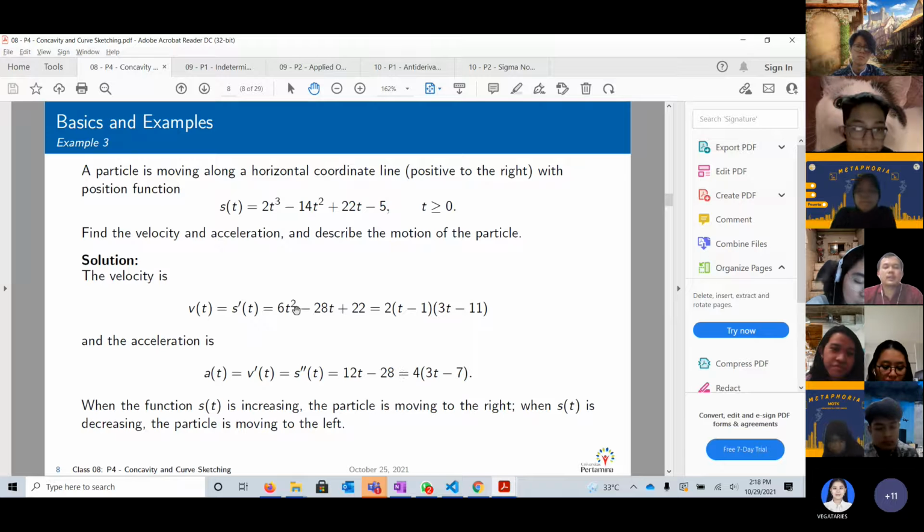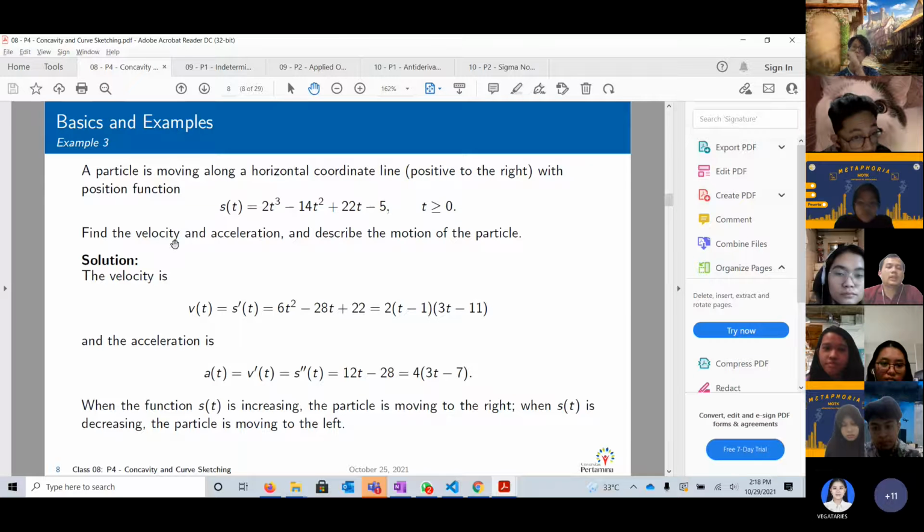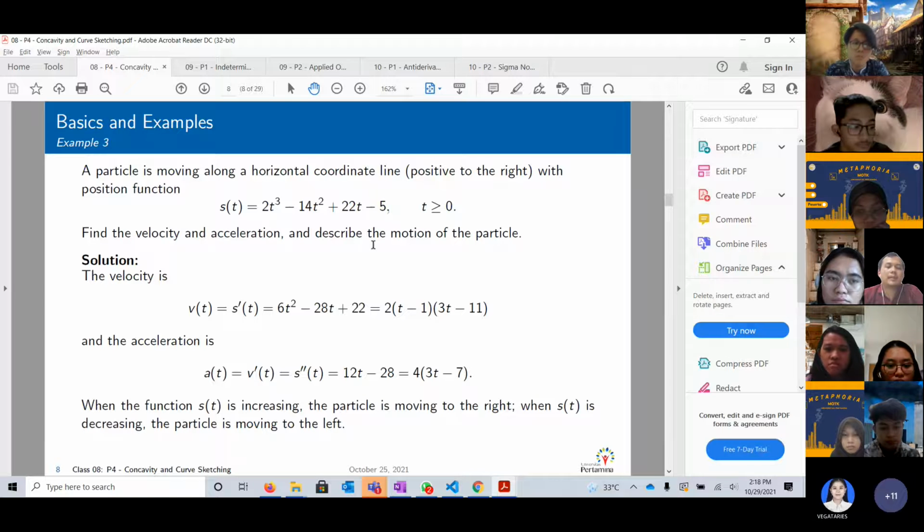So, for example, like this picture, like this equation, a particle is moving along a horizontal coordinate line, positive to the right, with a position function like this. We are asked to find the velocity and acceleration and describe the motion of the particle. Jadi di sini persamaan posisinya adalah s(t) sama dengan ini, di mana t-nya tidak negatif. Kita diminta untuk mencari kecepatan dan percepatan, kemudian mendeskripsikan bagaimana pergerakan si partikelnya.